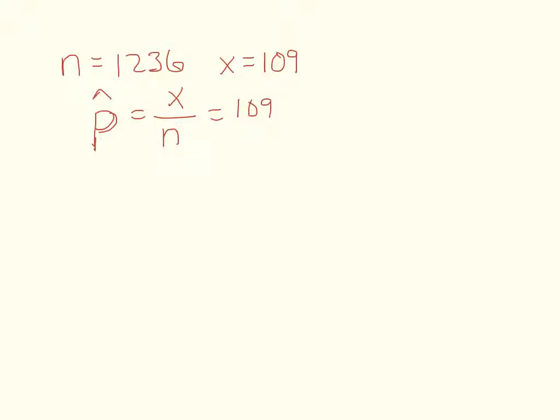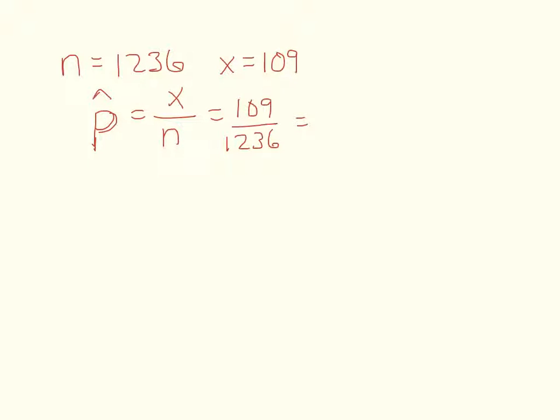So let's try an example. Let's say that we have a sample size of 1,236. Now that could be people or whatever. Let's just use people. And we have 109 of them that meet our criteria. So let's say that they like butterscotch ice cream. So our p hat, our sample proportion, is just our random variable x divided by the sample size. So that would be 109 divided by my n value, 1236.